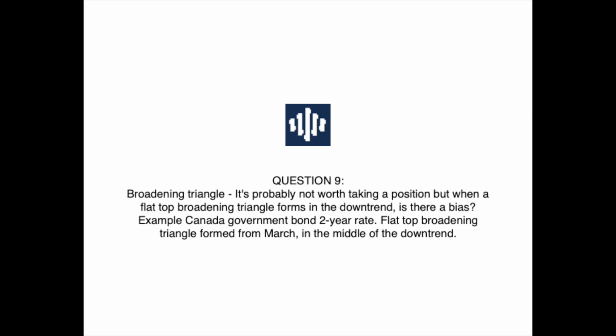Broadening triangle. It's probably not worth taking a position, but when a flat top broadening triangle forms in the downtrend, is there a bias? Example, Canada government bond 2-year rate. Flat top broadening triangle formed from March in the middle of the downtrend.